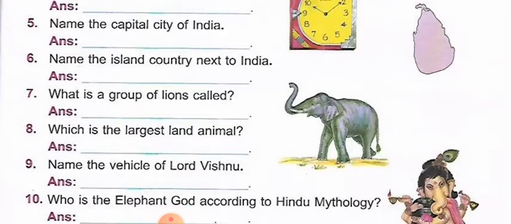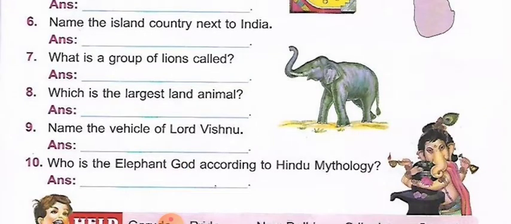Name the island country next to India. Sri Lanka. What is a group of lions called? Pride. Okay. Which is the largest land animal?